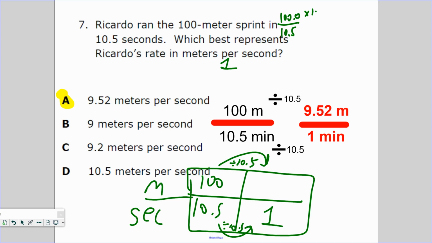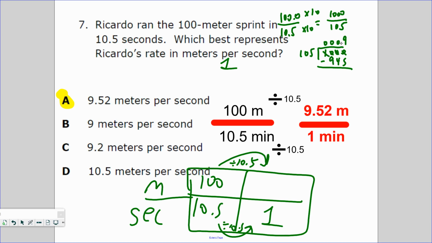So times it by tenths, times it by tenths, it's 1,000 divided by 105. So let's divide this. If you do 1,000 divided by 105, how many times does 105 go into 1? Zero times. 105 goes into 10, zero times. 105 goes into 100, zero times. 105 goes into 1,000, 9 times. So what is 105 times 9? It is 945. If I subtract 1,000 minus 945, I'm going to have to regroup.